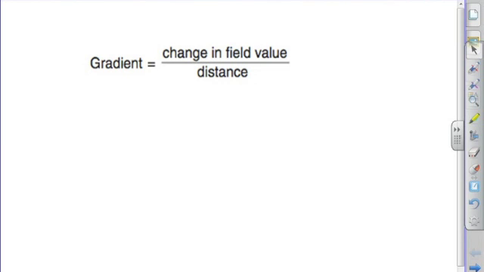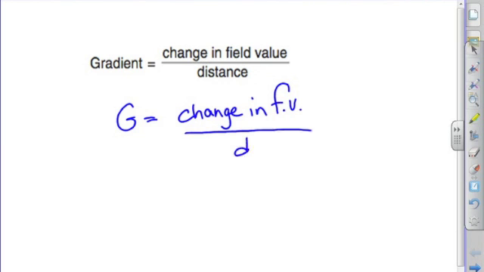The gradient formula can be abbreviated G equals change in FV for field value over D for distance. You could even abbreviate the gradient formula with the delta symbol, which stands for change, FV over D. Writing any version of this abbreviated formula will get you full credit on tests, quizzes, the midterm, and the Regents. So let's look at a sample question where you might be asked to apply the gradient formula.